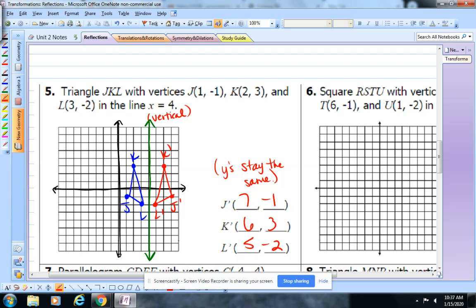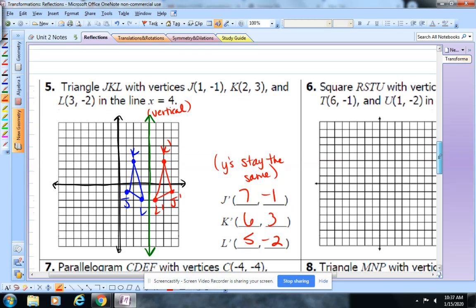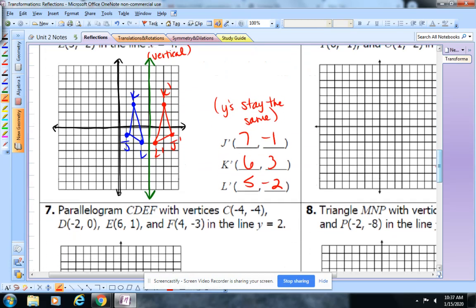Okay? So, X equals the number means it's reflecting over a vertical line. And you're going to have to count your spaces. But your Y's should stay the same if it's a vertical line.